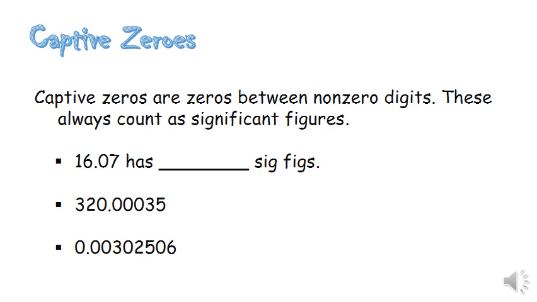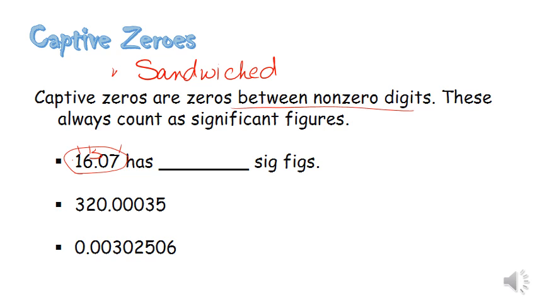Captive zeros are probably students' easiest zero to identify. Another word for these type of zeros would be sandwiched zeros. And I've lost my pen. There we go. Sandwiched. These are the zeros that occur between non-zero digits. So if you take a look at the one I tried to scribble out, 1, 6, and 7, those are all significant. They're non-zero integers. And this 0 is sandwiched between 2 different integers, so we call it significant. And this number has 4 sig figs.